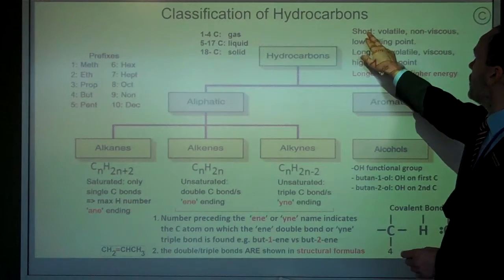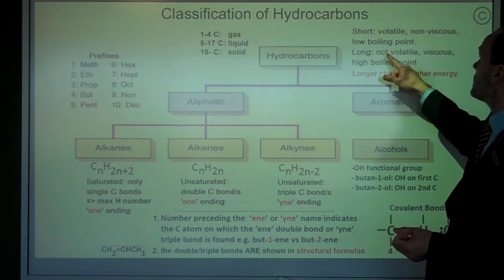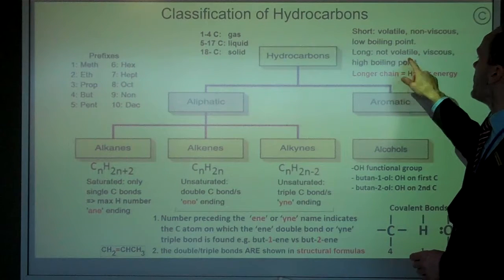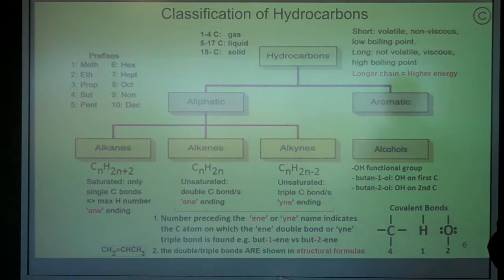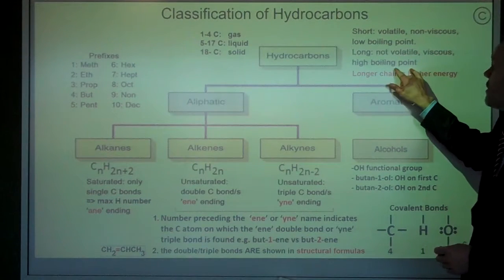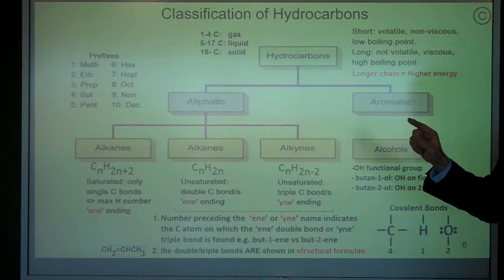Okay, if it's short, it's volatile, explosive, easy to combust, non-viscous, low boiling point. We talked about this before. If it's long, it's not volatile, so you can't light it very easily. A long chain hydrocarbon is the roadway outside, doesn't burst into flames very easily, and thankfully. So, viscous, high boiling point, and there's a key point here you don't have on your notes.